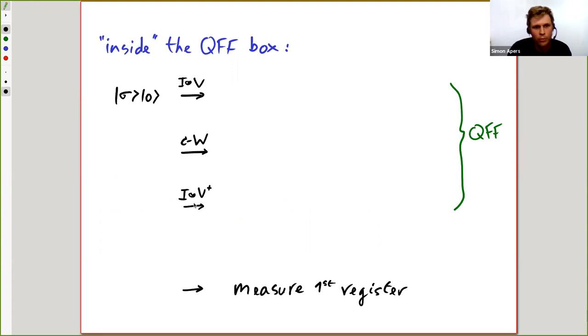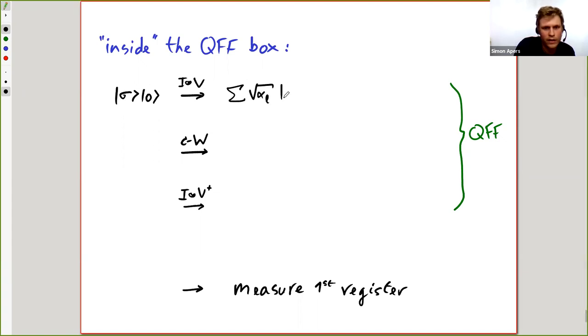But if we now pry open this QFF box, we can try to avoid this QFF thing. Basically, what this QFF routine looks like is an LCU thing, a linear combination of unitaries. So what we first do is create, putting this extra register in superposition.